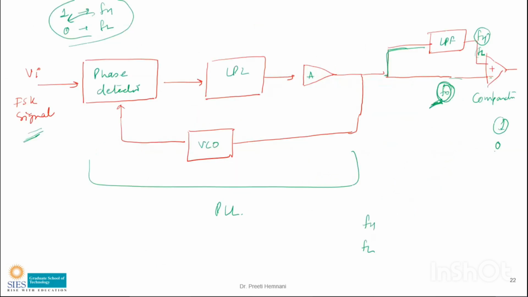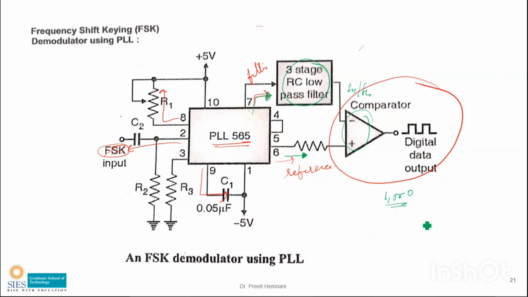And when the input frequency is FH, which is higher than the free running frequency, the VCO control voltage will be produced, that is (FH minus F0) by K. See, when I am saying that my frequency is changing, your VCO output is also changing, and that is controlling the input of the phase detector. Right? So this is the way FSK is demodulated here. FSK is demodulated at this point.